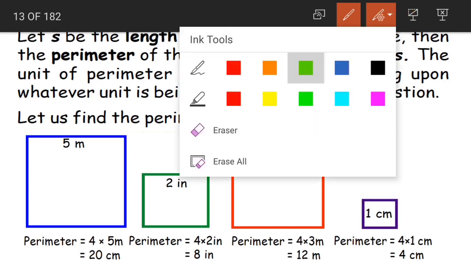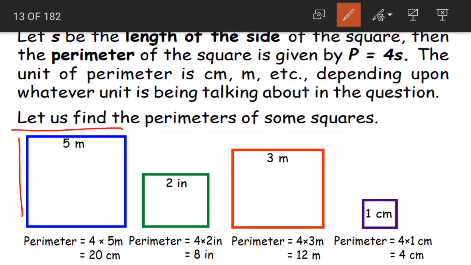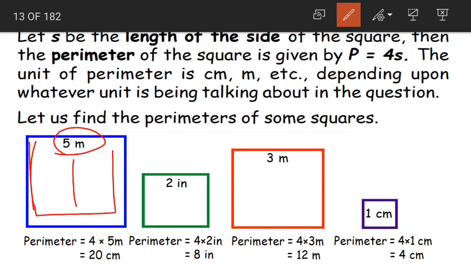Is this clear? Now let us look at the given examples. We have a square whose side is 5 centimeters. If we observe, the length of only one side of the square is given here. Why? Because for a square, if you know only one side, it's enough. The remaining 3 sides are equal only. All the sides of the given square are equal, so only one side of the square is enough for us.